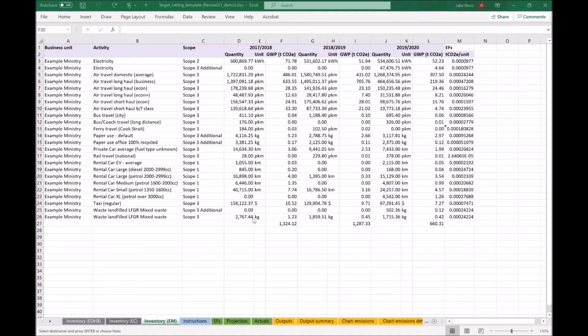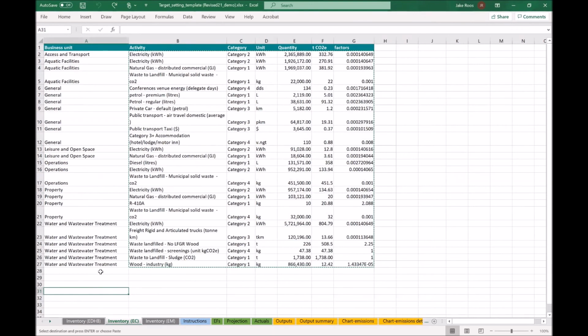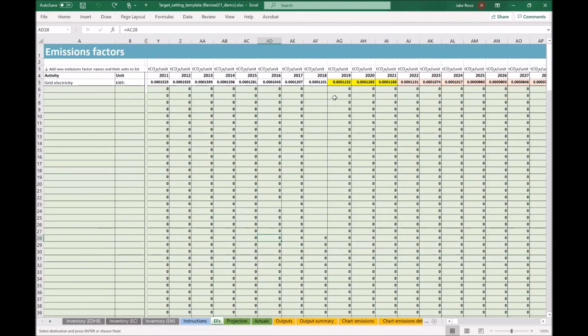Now I'm going to show you how to set up an organisation that has multiple business units. You might have noticed, example ministry only has one business unit, whereas example council here has many business units, and also many of the emissions factors appear multiple times as a result because they pop up in each business unit. Now in the emissions factors sheet, we really only want to have each emissions factor appear only once.